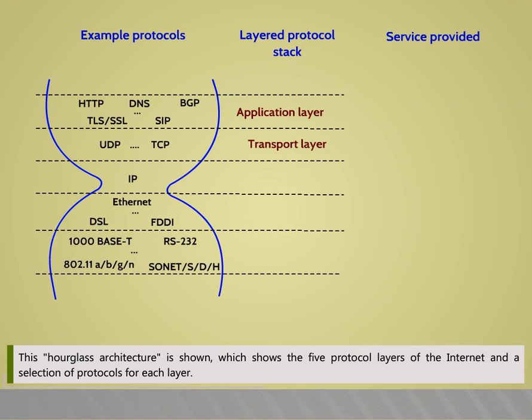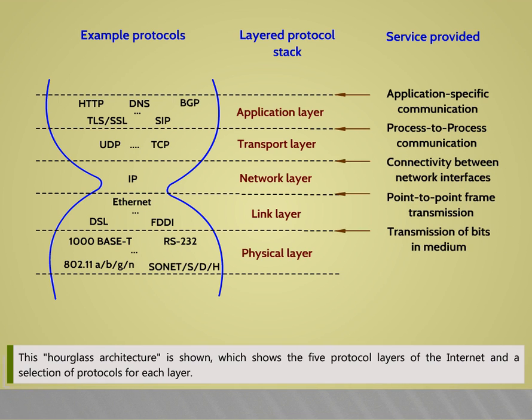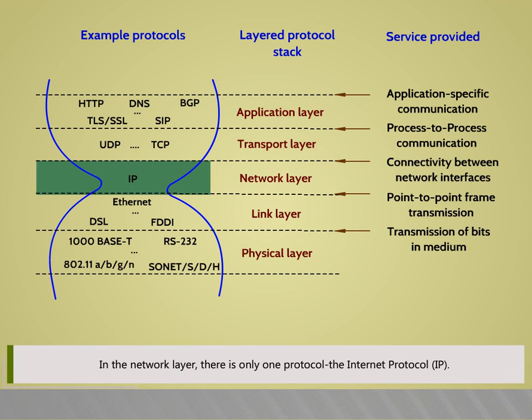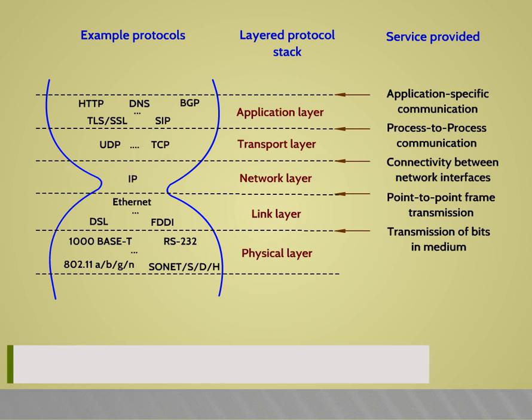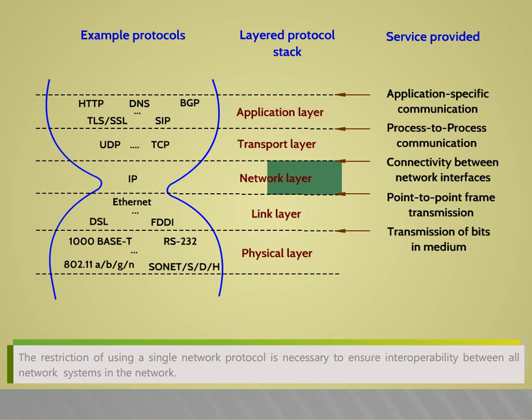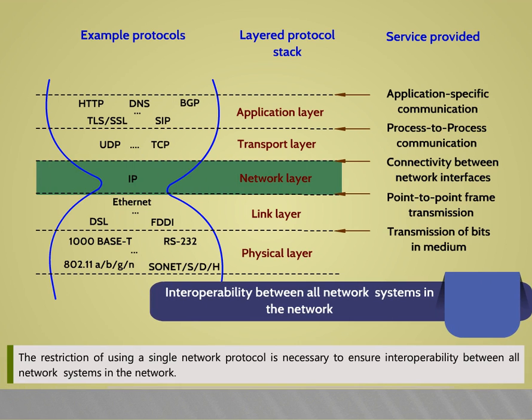This hourglass architecture shows the 5 protocol layers of the internet and a selection of protocols for each layer. In the network layer, there is only one protocol, the Internet Protocol, that is IP. The restriction to IP at the network layer and the diversity of protocols in other layers give the hourglass architecture its shape. The restriction of using a single network protocol is necessary to ensure interoperability between all network systems in the network.